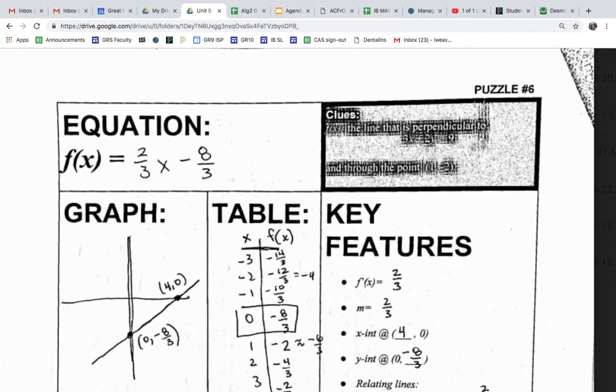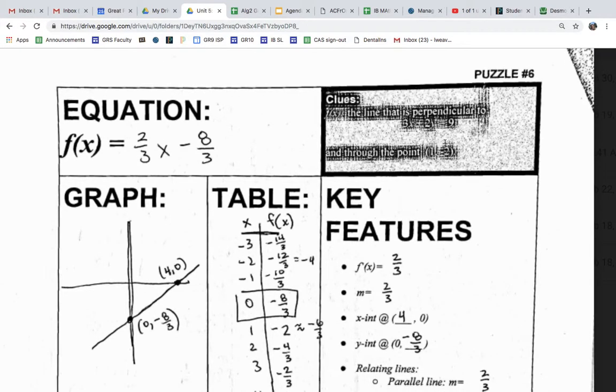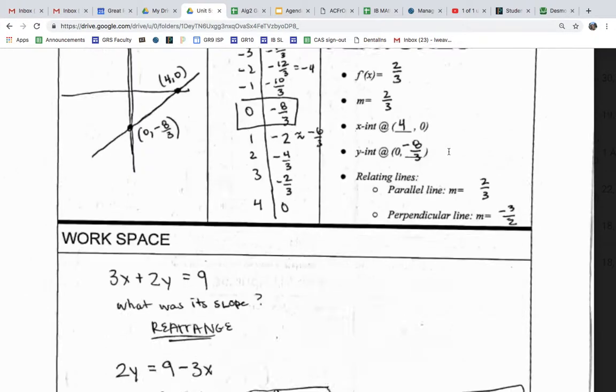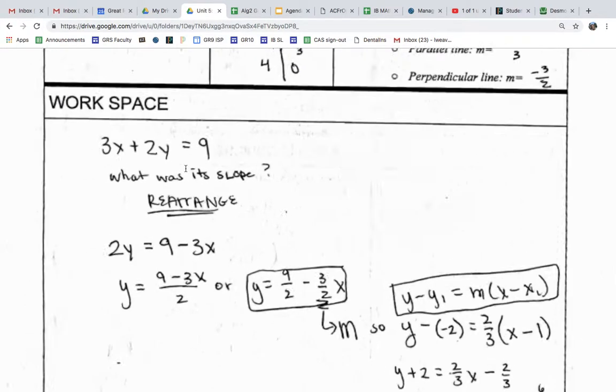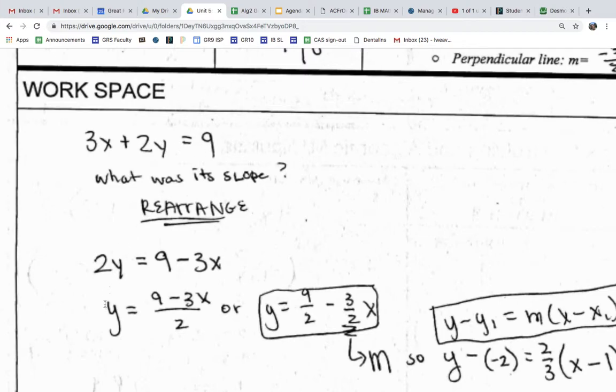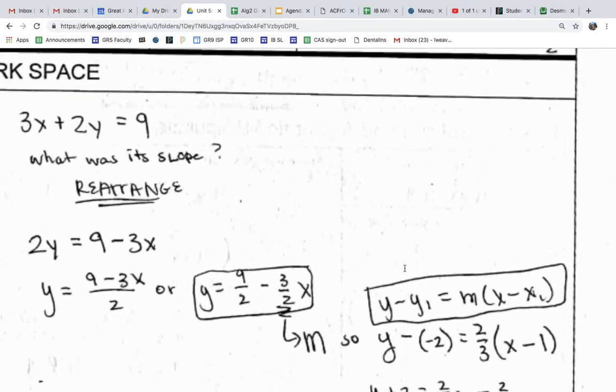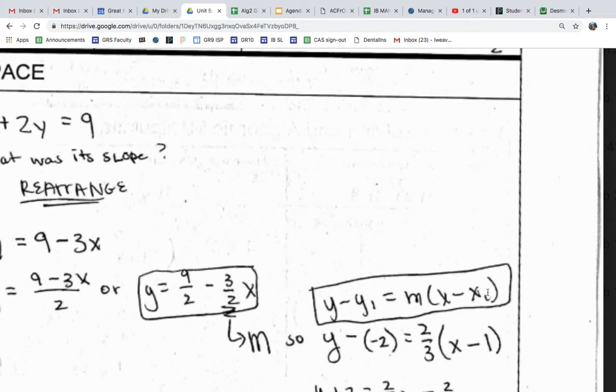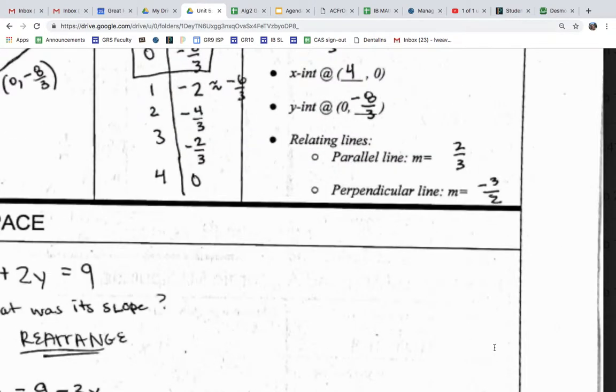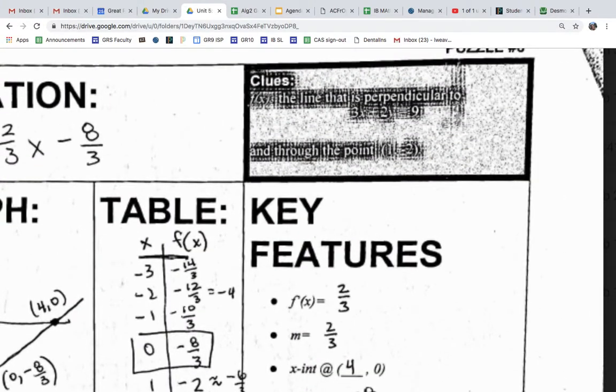Puzzle number 6, perpendicular, you would have to rearrange this first to y equals and then find the slope and make sure it goes through the point 1, negative 2. So what was its slope if it was given to us in standard form? Get it in y equals, so it will look like this. And so then you have y equals 9/2 minus 3/2 x, and that is your slope. So the perpendicular slope when we go to build that line will be positive 2/3, and then it has to go through y equals negative 2, x equals 1.